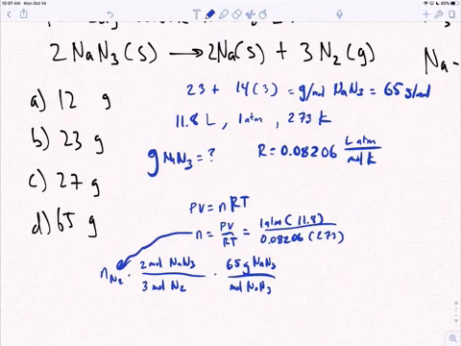Pressure is 1 atmosphere. People are asking about the formula.